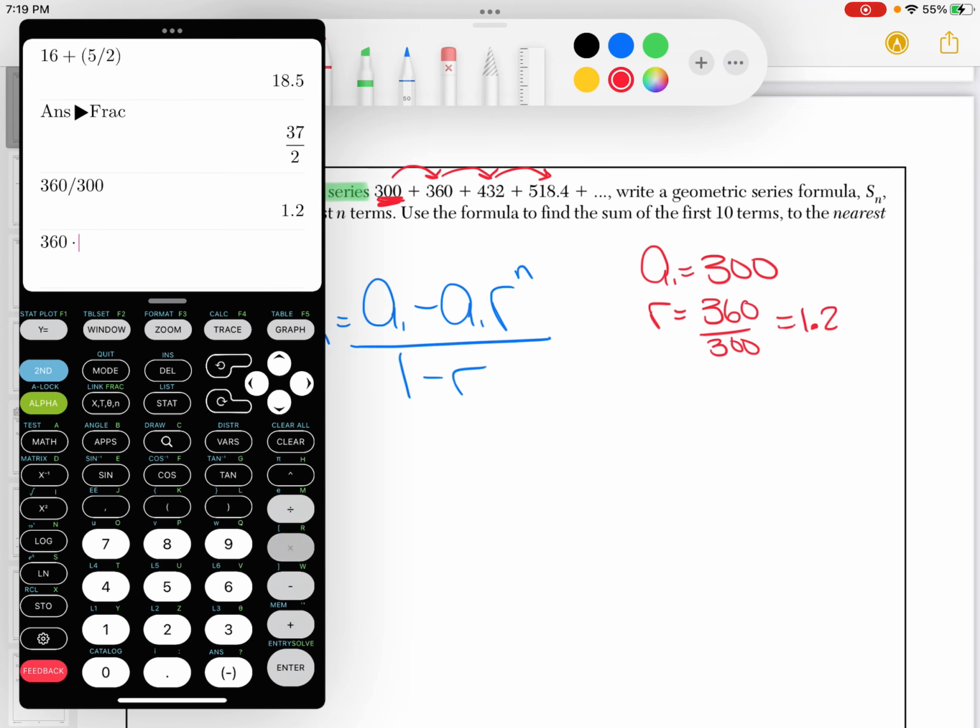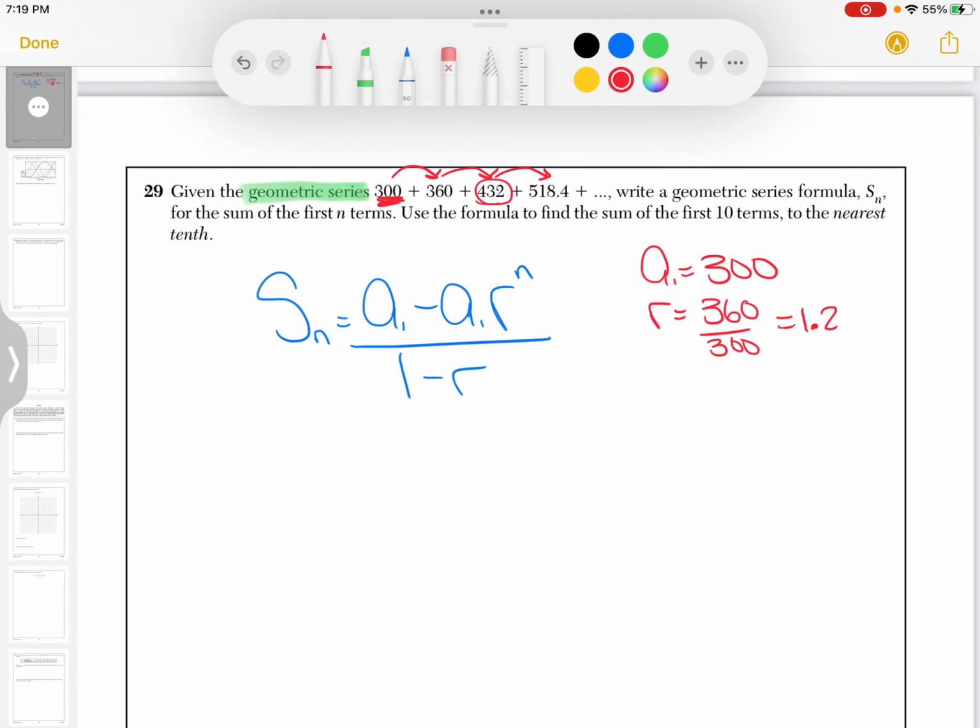And you can double check that it works. 360 times 1.2 does get me the next number, which is 432, and so on. So that means I'm multiplying by 1.2 each time. Now here's the tricky part about this question. It is saying right here to write the geometric series formula S of n for the sum of the first n terms. So at first, the first part of this question tells me to not plug anything in for n.